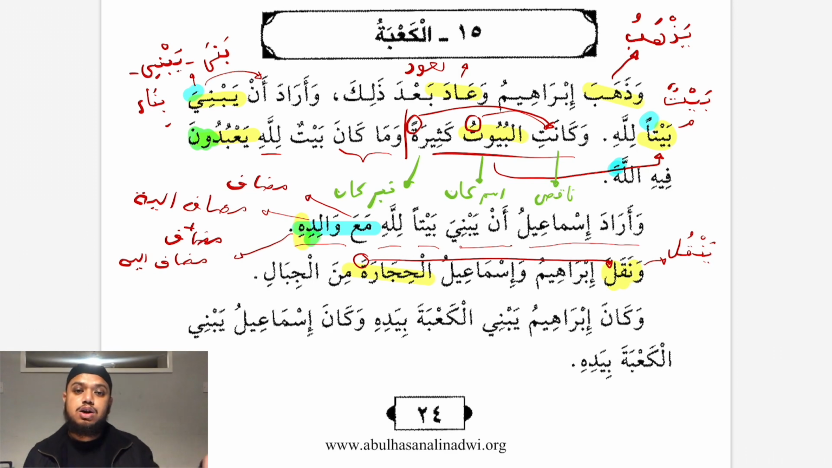Min al-jibal, from al-jibal, from the mountains. Min is harf jar, as we know, and al-jibal is mountains. The mufrad, the singular, is jabalun.